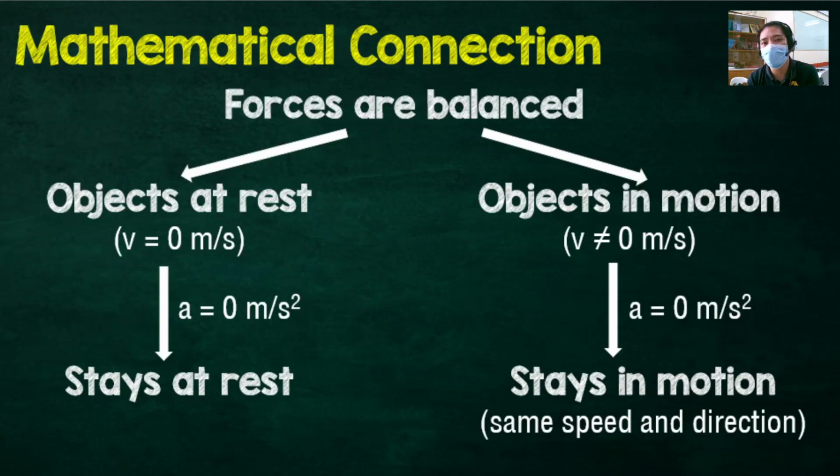In the mathematical connection, we can also say that when these forces are balanced, therefore it creates a net force equal to zero. When the object is at rest, it has a zero velocity. That is obvious because it is not moving at all. After some time, until an unbalanced force is acted upon that object, it will just stay at rest. On the other hand, when the objects are in the state of motion, their velocity is not equal to zero.